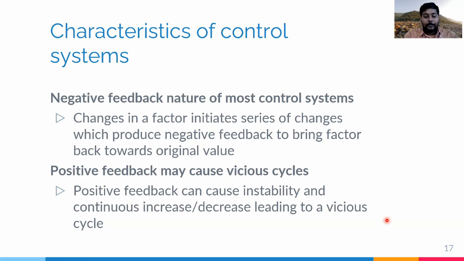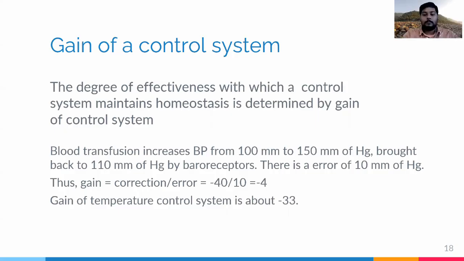Thus, as we can see, positive feedback can cause vicious cycles and can be harmful for the body, but there are examples in which it can also be helpful and is used in our body. Next, let us discuss the gain of a control system. While considering various examples of control systems, we need a measure of how effective a control system really is. The degree of effectiveness with which a control system maintains homeostasis is determined by the gain of the control system. Essentially, the gain of a control system is a numeric value which tells us how effectively it can maintain constant conditions in the body.